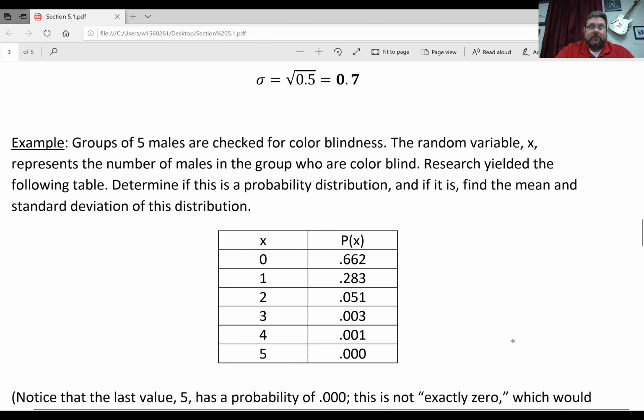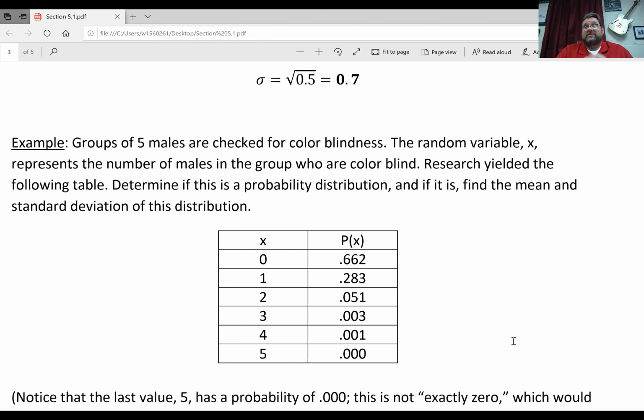And then over here, in each case, we have the probabilities associated with each of those numbers. The probability of having none of your 5 people be colorblind is 0.662. Now, one thing I do want to show here, look at this last number, 0.000. We learned in the last unit that a probability of 0 means it's never going to happen. It's impossible. That's not what this means here.